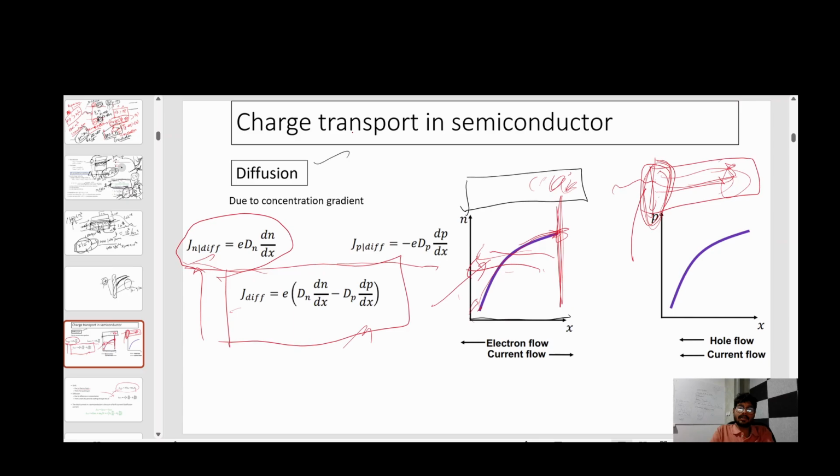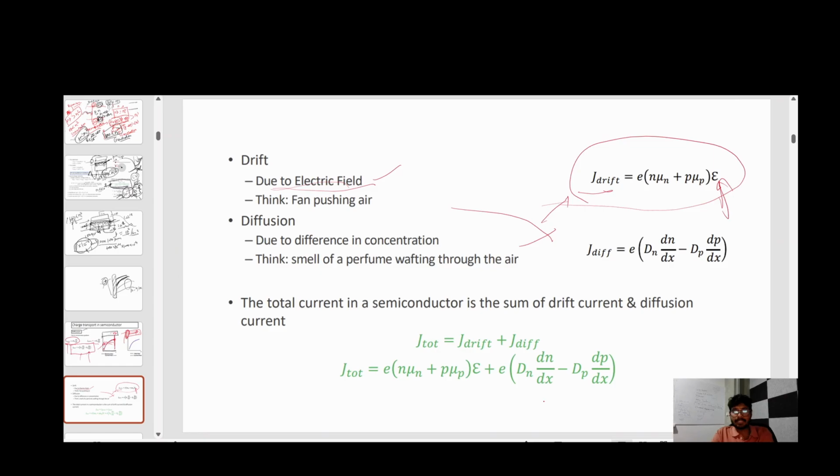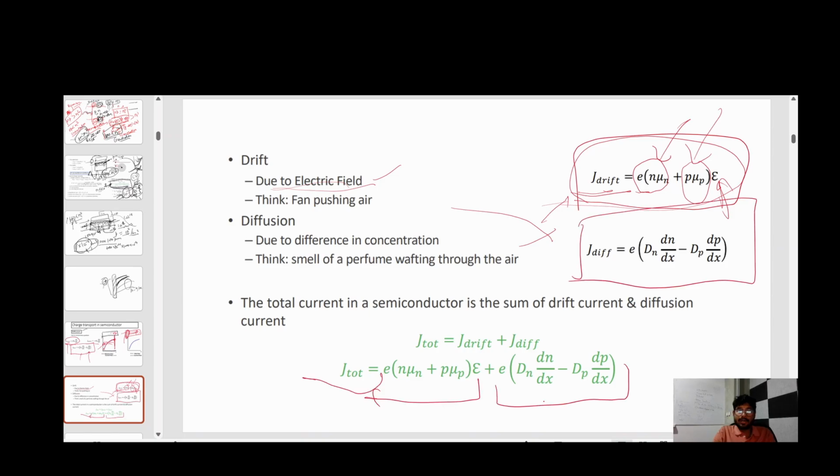The drift current is due to the electric field. When you apply an electric field, there are a number of holes and electrons inside the semiconductor, and e times n times mu n is the drift current due to electrons, and this is due to holes. This is the total drift current. Got the point? And this is the diffusion current. Inside a semiconductor, the total current is the drift plus diffusion of electrons and holes both.